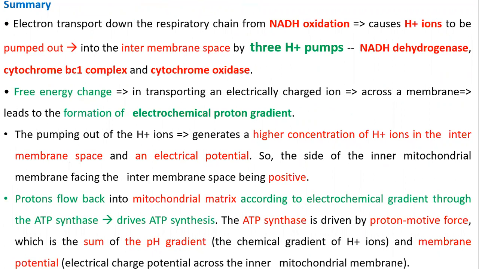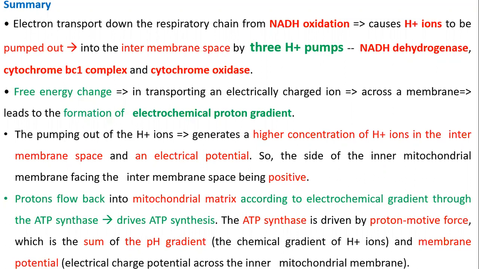In short, you can remember, better for revision, electron transport down the respiratory chain from NADH oxidation causes hydrogen ions to be pumped out into the intermembrane space by three hydrogen ion pumps, that is NADH dehydrogenase, cytochrome BC1 complex, and cytochrome oxidase. Free energy change in transporting an electrically charged ion across a membrane leads to the formation of electrochemical proton gradient. The pumping out of the hydrogen ion generates a higher concentration of H plus ions in the intermembrane space and an electrical potential.